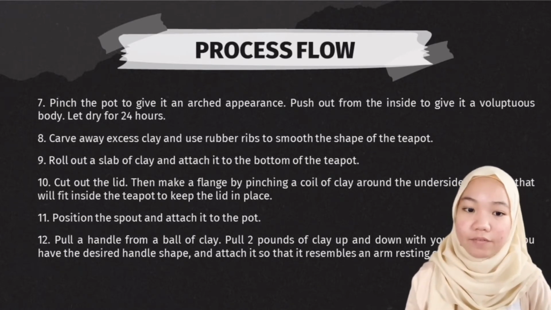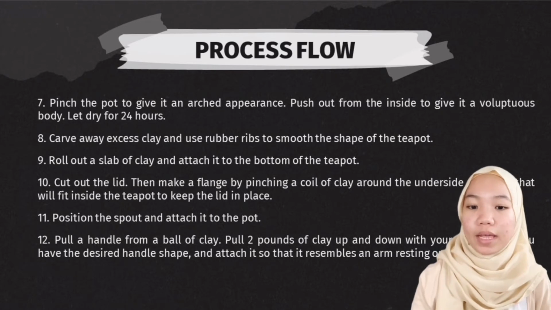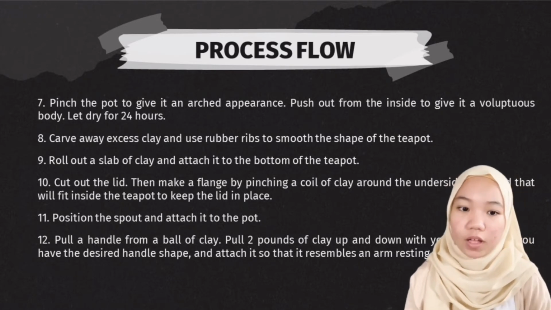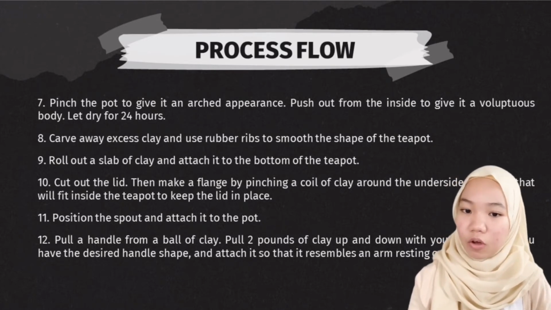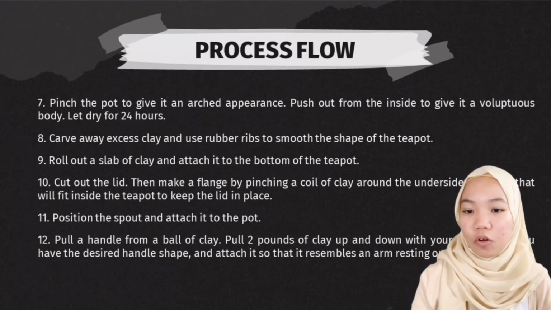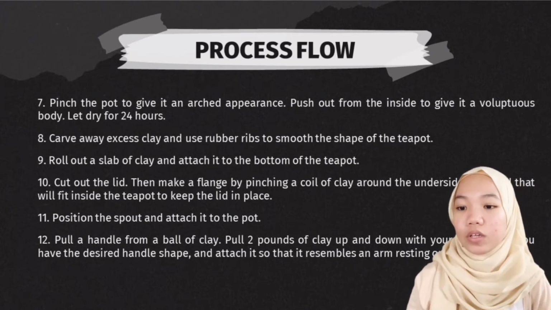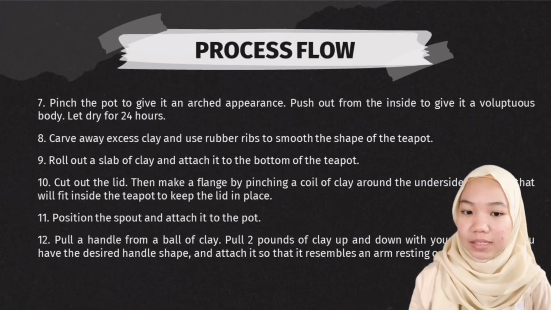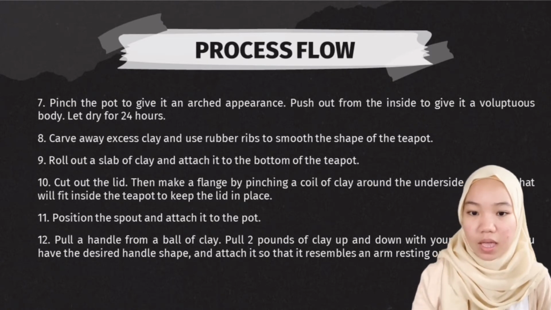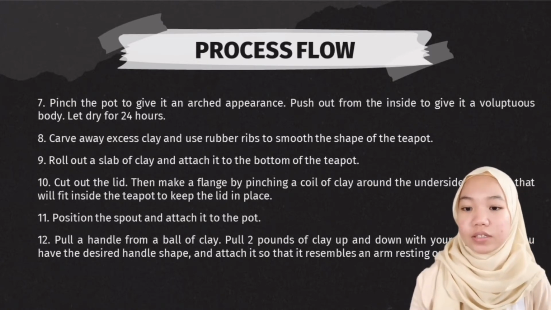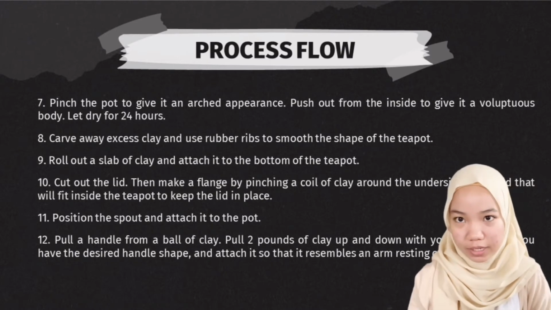Step number 11, which is to position the spout and attach it to the pot. 12. Pull a handle from a ball of clay. Pull 2 pounds of clay up and down with your hands until you have the desired handle shape, and attach it so that it resembles an arm resting on a hip.